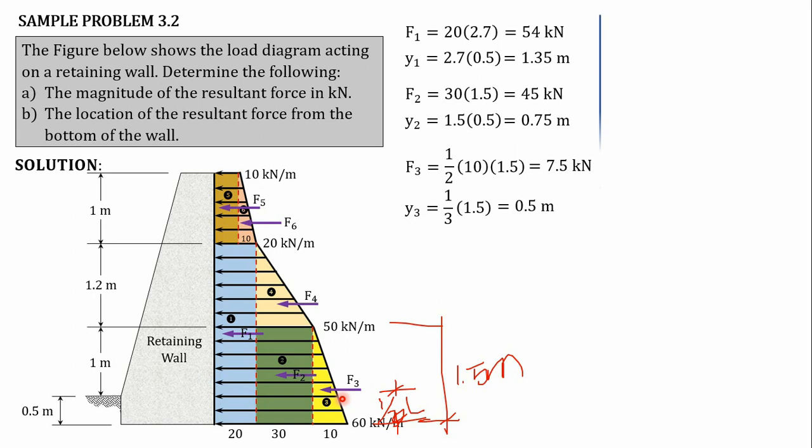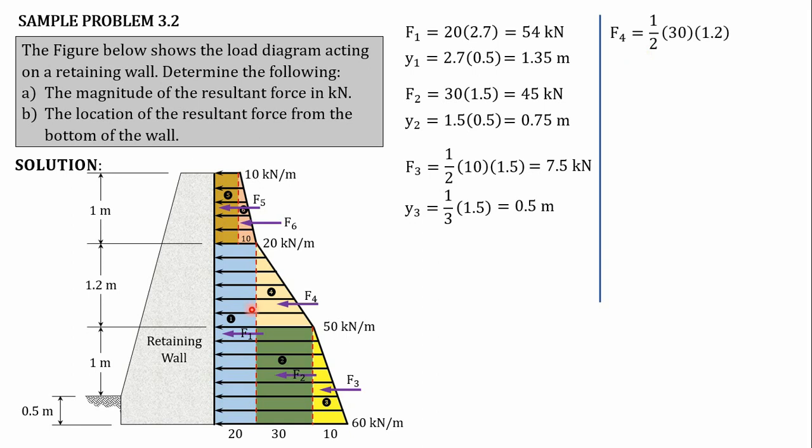Okay, so F4 na tayo, class. Area 4 tayo. How to solve F4? This is a triangular loading, so area is 1/2 base times height. F4 is equal to 1/2. What is the base? Yung base na ito, class, is equivalent to 30. So 1/2 times 30 times height. What is the height, class, of area 4? That is equivalent to 1.2 meter. So 1/2 times 30 times 1.2, and that is equivalent to 18 kilonewton.